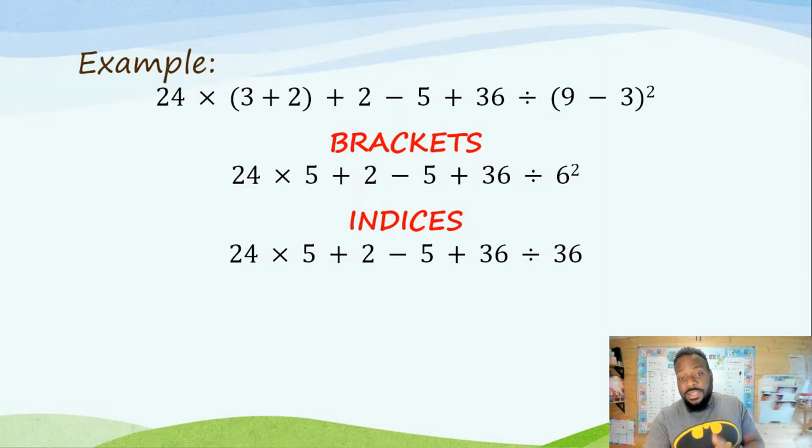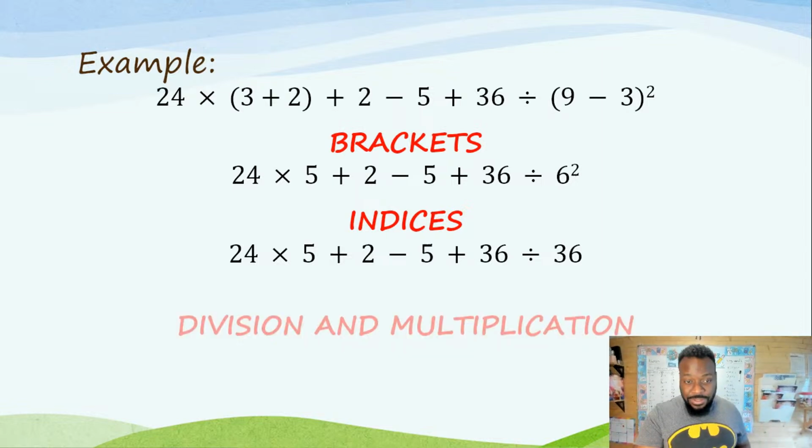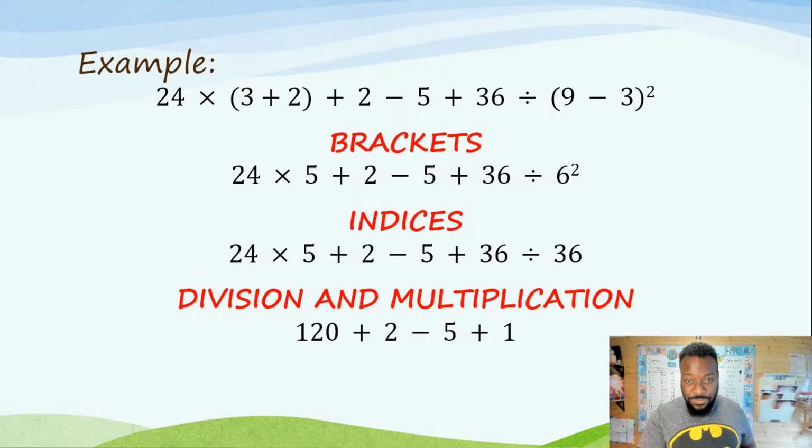You'll see as we keep simplifying things step by step by step, eventually that's how we get to the answer. All right, so division and multiplication. In BIDMAS, the D's first, so we can process the division first. Where's that happening? We have 36, and we're going to divide it by another 36. Notice it's 24 times 5 plus 2 minus 5 plus 36 divided by 36, because 6 squared is 36.